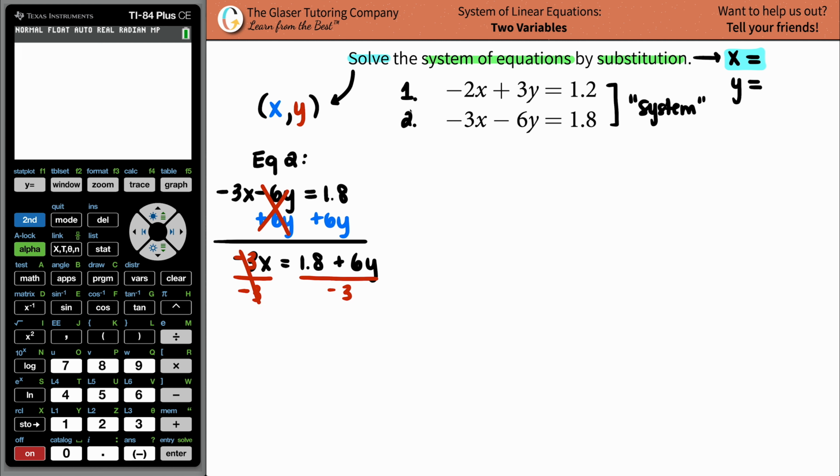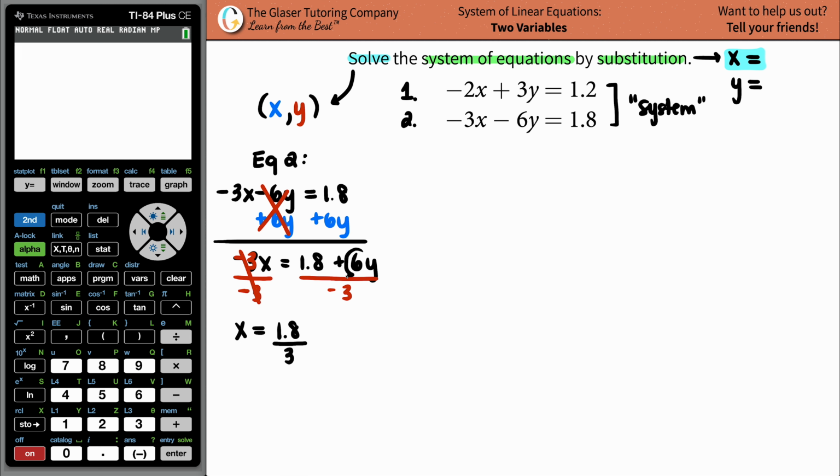And that's going to cancel this out. So we have x equals now. Now keep in mind, if you have 2 independent parts and it's being divided by one number, it's the same thing as if you just break it up. So it's 1.8 divided by 3.